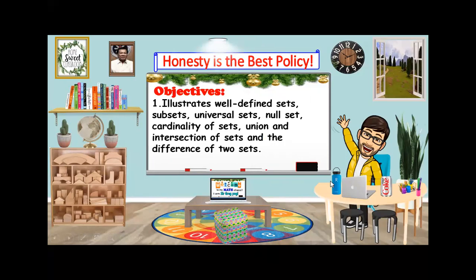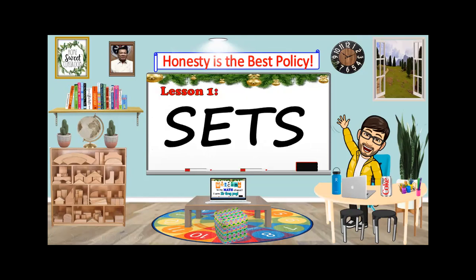Our objectives for today: illustrate well-defined sets, subsets, universal sets, null sets, cardinality of sets, union and intersection of sets, and the difference of two sets. Our lesson for today is about sets. So what do we mean when we say sets?